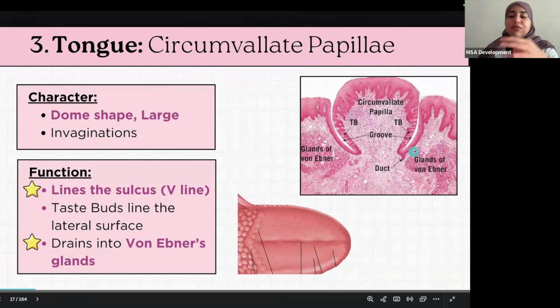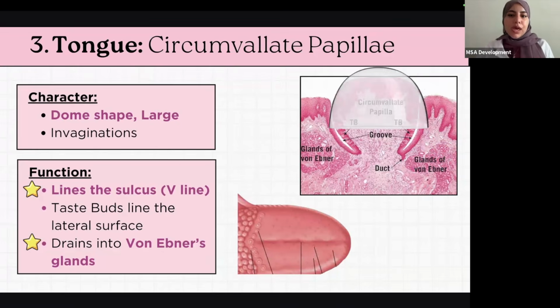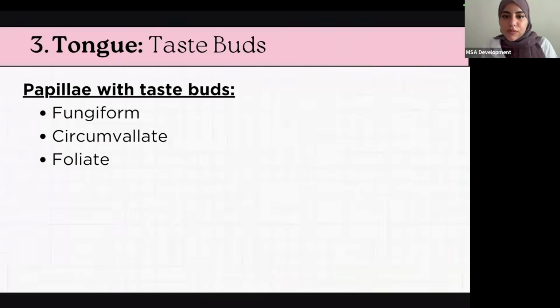And if there was a congestion, if you didn't have them, you would still retain the taste for a very long time. You would not clean your palate. And how annoying would that be? SubhanAllah. Okay, next. Ooh, foliate papilla.